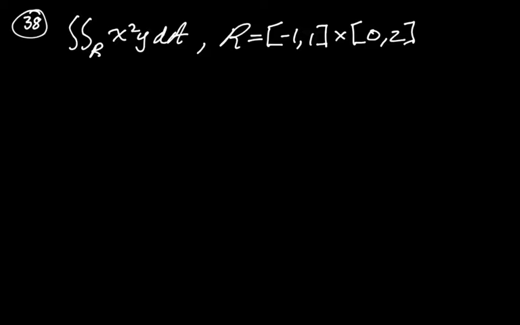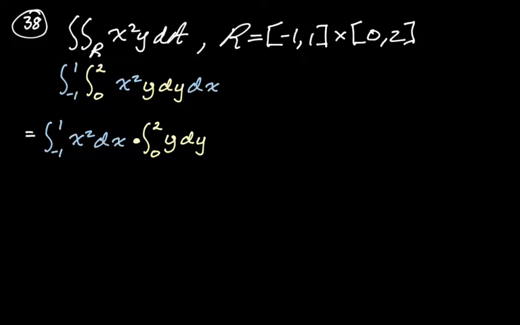and 0 to 2 for y. So again, I'm going to set it up the way that I always do. I like to do dy dx. That's my preference. If I can't do that, then I'll do dx dy. But the only way that could be forced is if we're not integrating over a rectangle, which we'll see soon in probably the next assignment. So -1 to 1, 0 to 2, x squared y dy dx. Break it up into a product of integrals. So -1 to 1 of x squared dx, 0 to 2 of y dy.